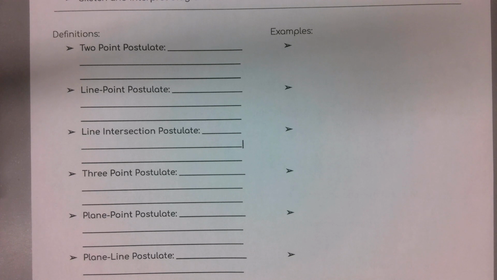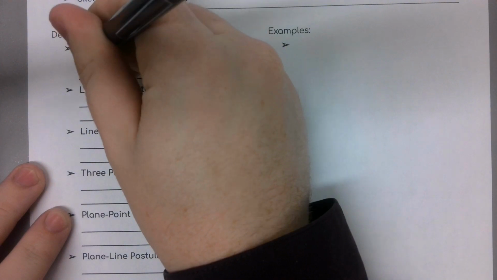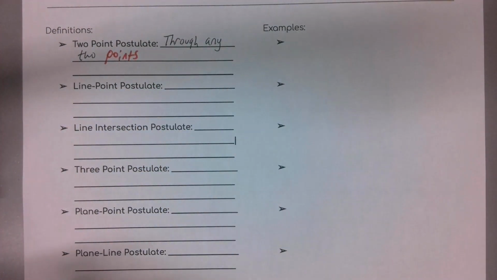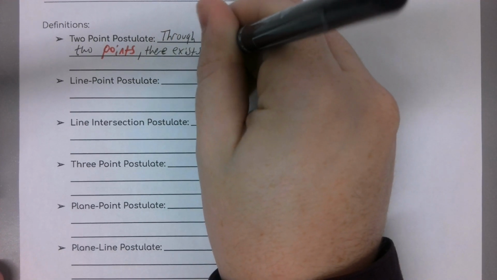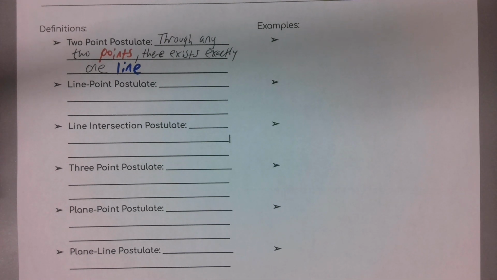The first one is called the two-point postulate. And we mathematicians are not very creative with our names. So believe it or not, the two-point postulate starts off with the following. Through any 2 points, there exists exactly one line. So, if you have 2 points, then you are allowed to and encouraged to draw a line through them. That's basically all it means.